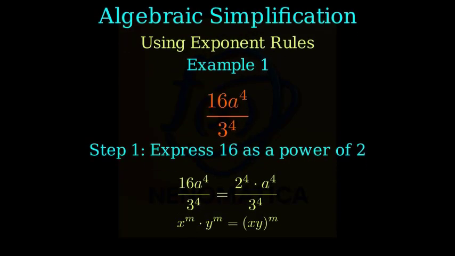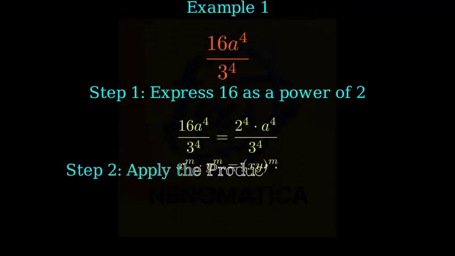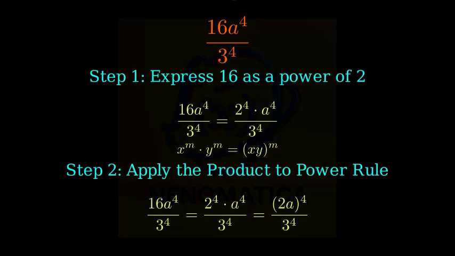This rule states that x to the m times y to the m equals the product x times y, all raised to the power m. So 2 to the 4th times a to the 4th equals the product 2 times a, all raised to the 4th power. Next, we can apply the quotient to power rule.